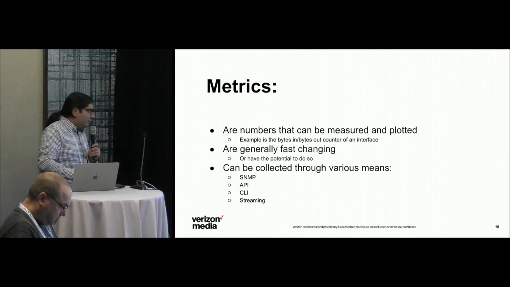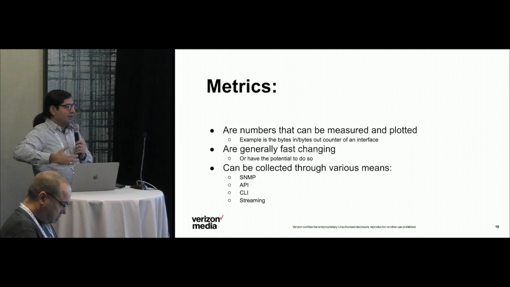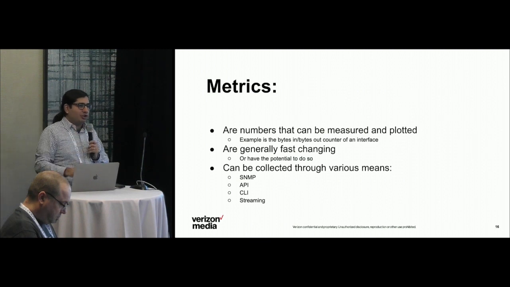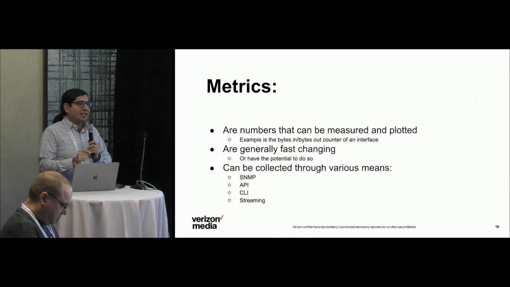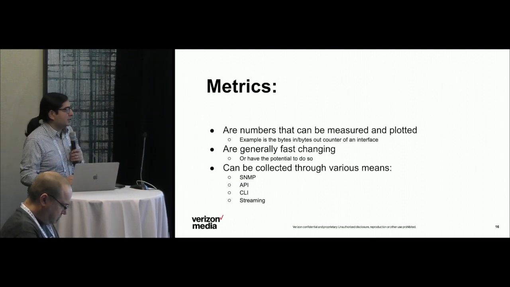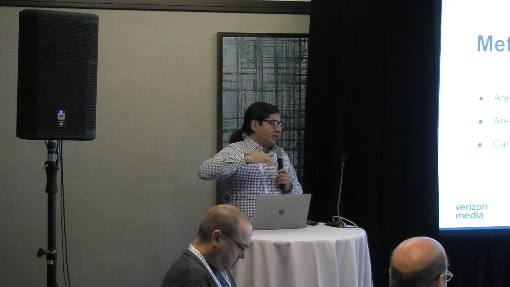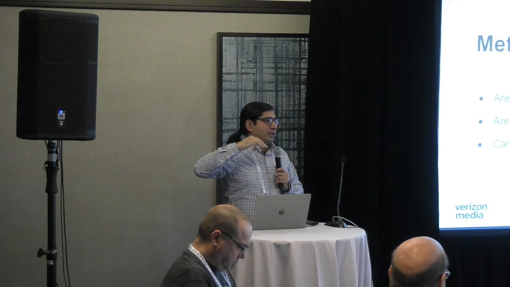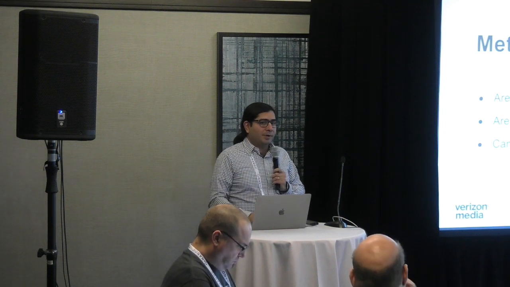Metrics by their nature typically are fast changing. So between two poll cycles, typically you will see the metric change. Now that's not necessarily true, but the key point to remember here is they have the potential to be fast changing. They're not necessarily fast changing. A good example, for people who are familiar with network operations, is a network interface's admin status, which is a number. It's up or down. You can represent it as a number, 0 or 1, right?